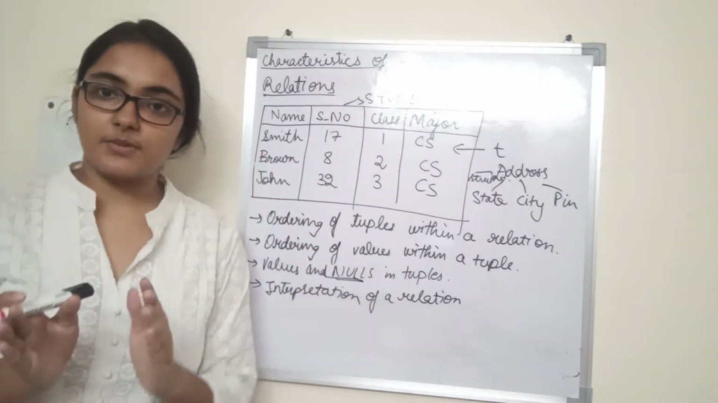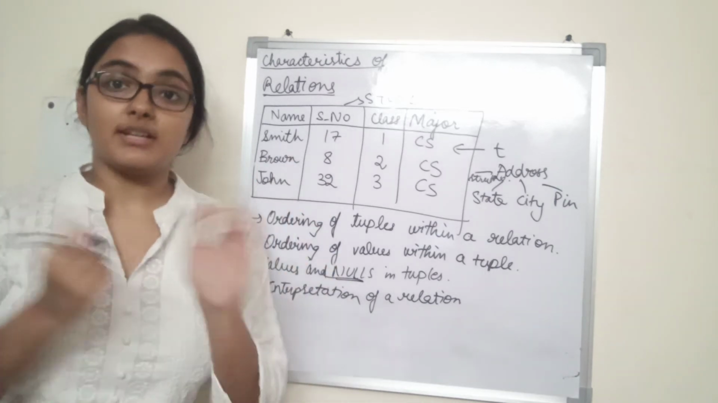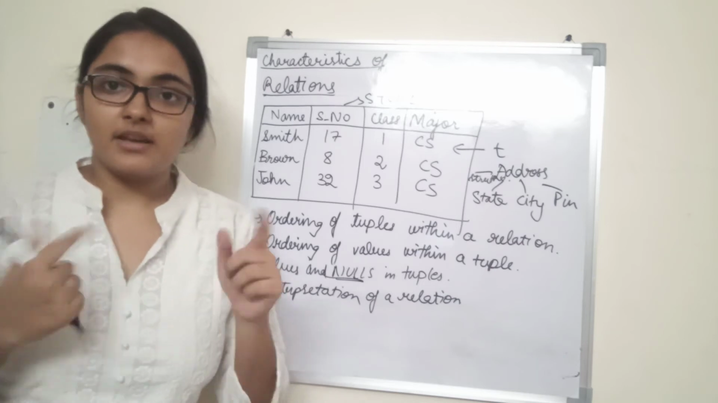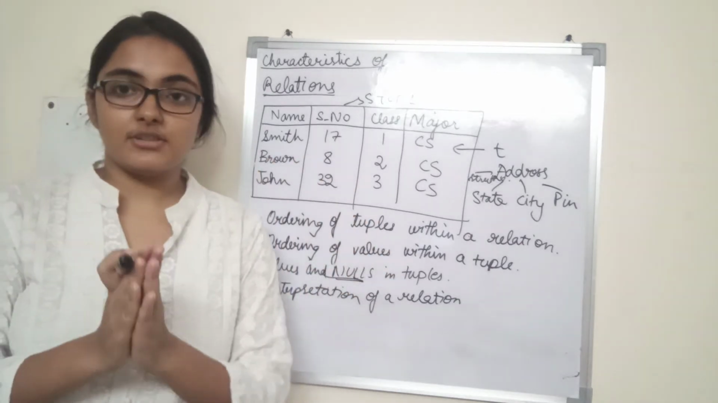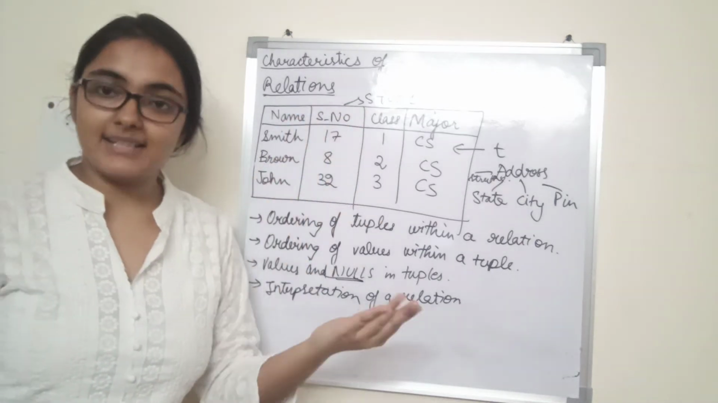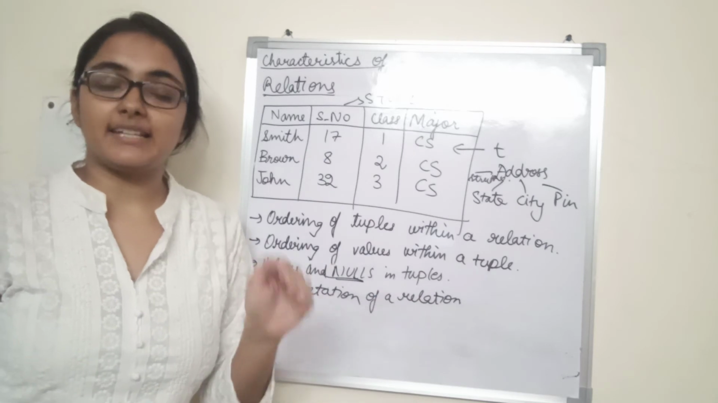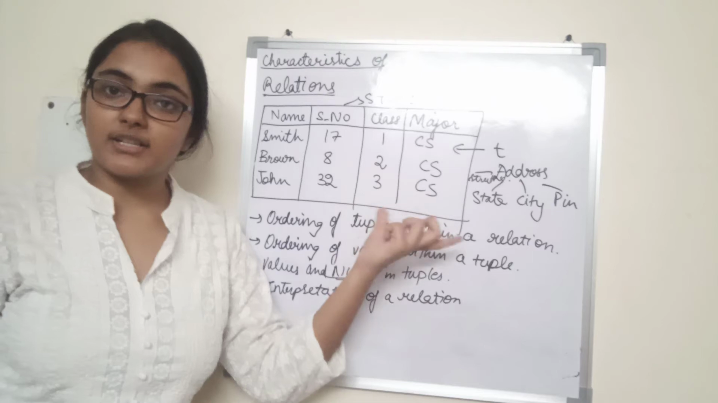So some relations represent facts about entities, and some relations represent facts about relationships. Entities and relationships we studied in the ER model, right? Since relations are used to represent both entities as well as relationships, it at times becomes confusing to figure out what a relation represents.